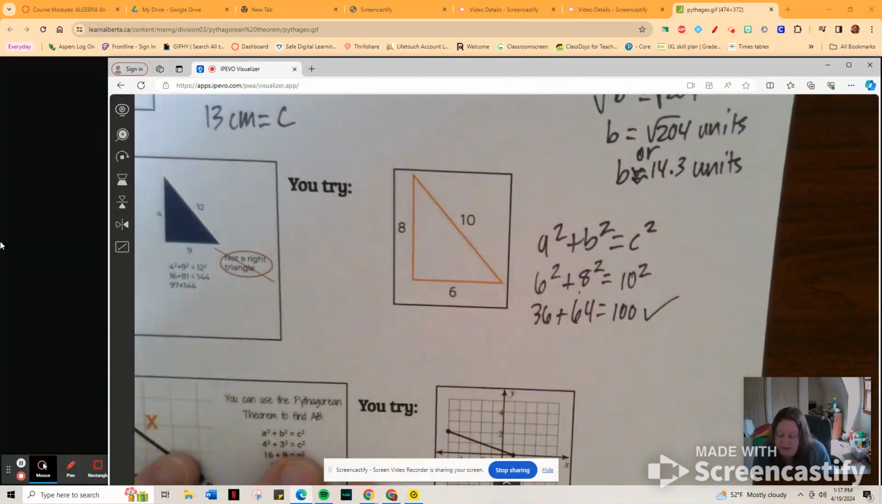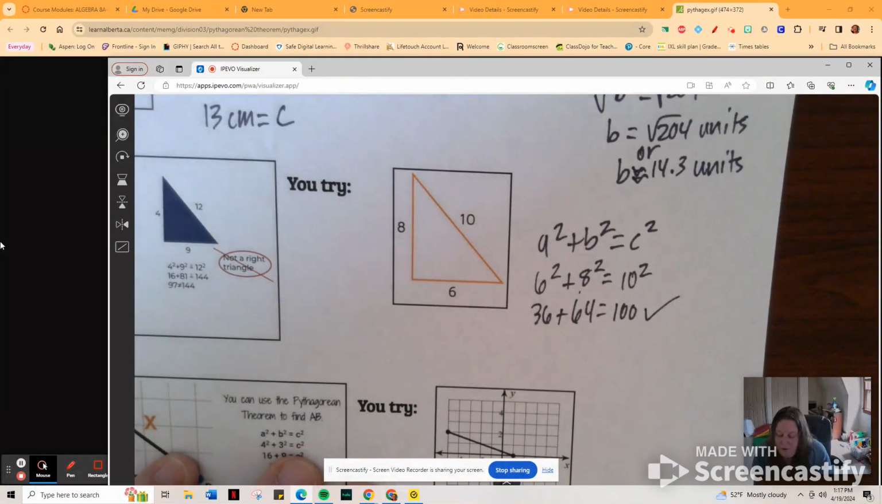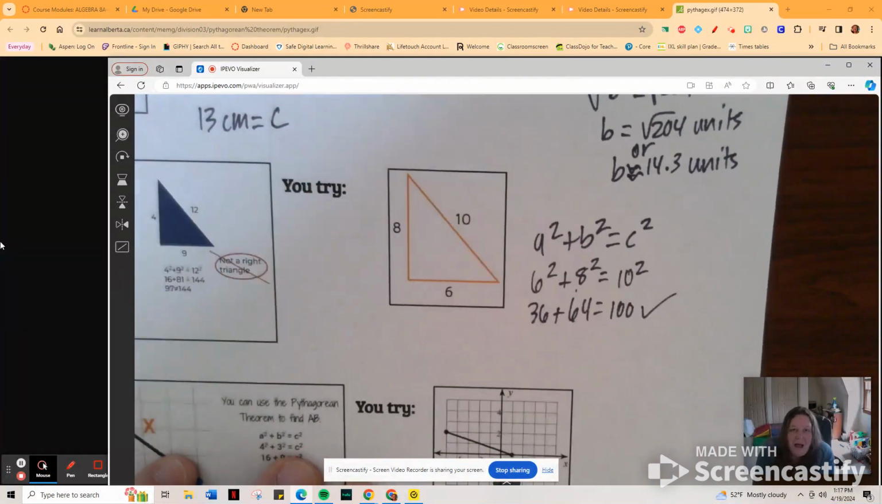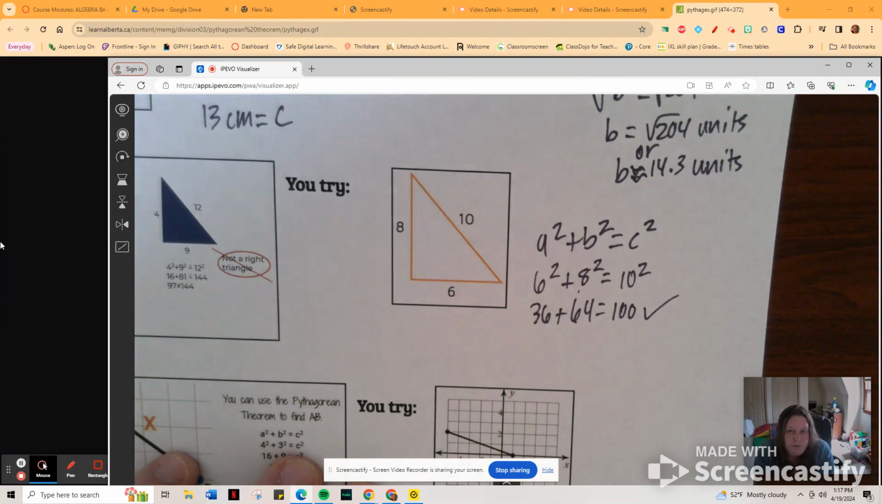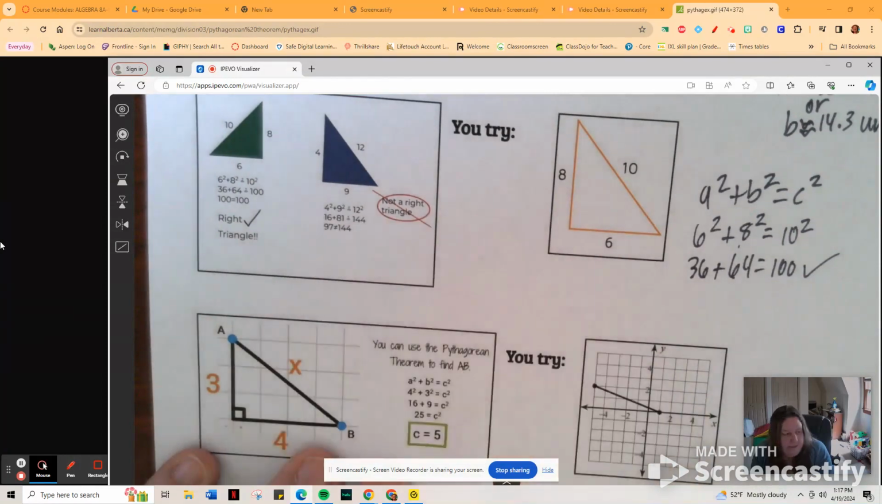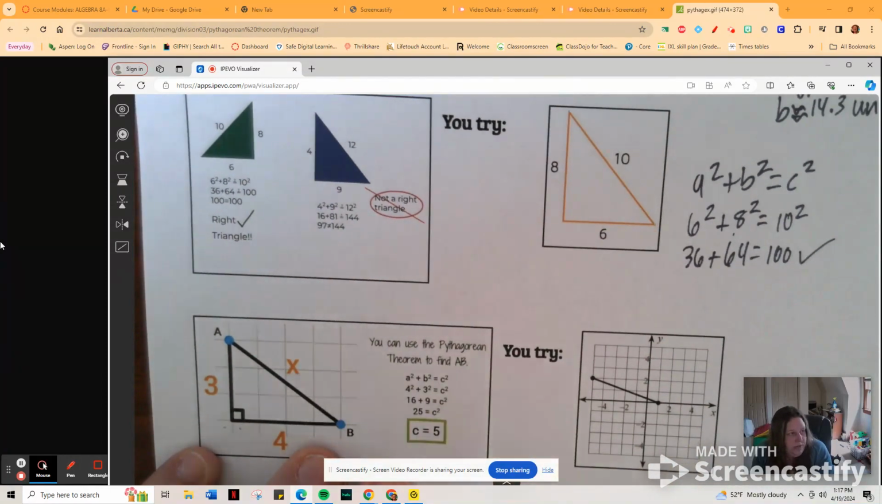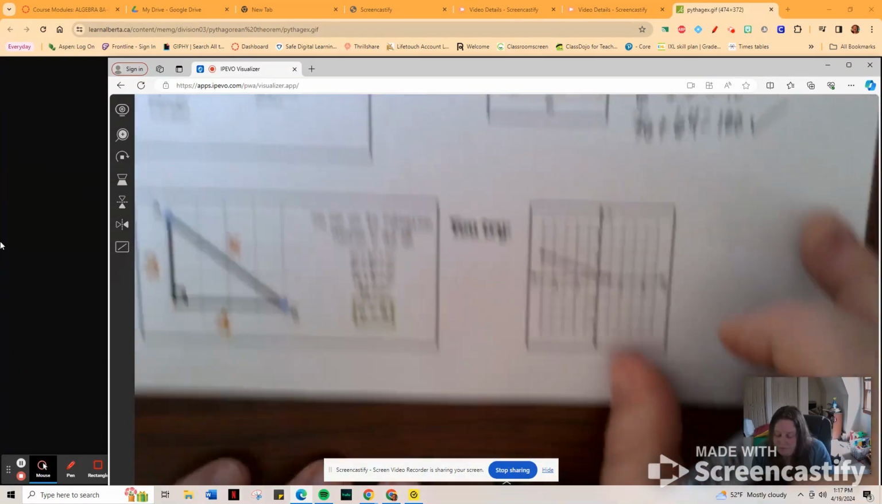Now let's say it didn't work. Let's say it was 36 plus 81 equals 100. Then it's not a right triangle. Could the three sides still form a triangle? Possibly, but I don't care about that. I just want to know, is it a right triangle or not? And that's what the converse helps us prove. And there are two examples here to show you that as well.